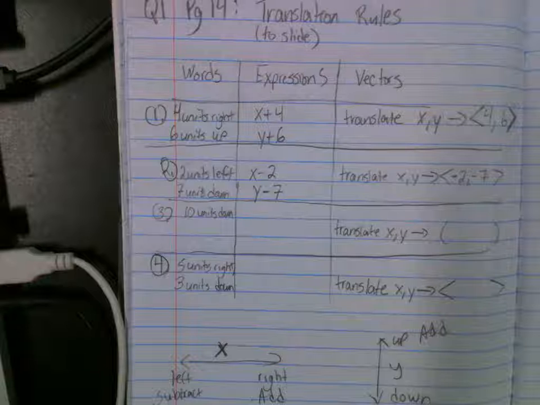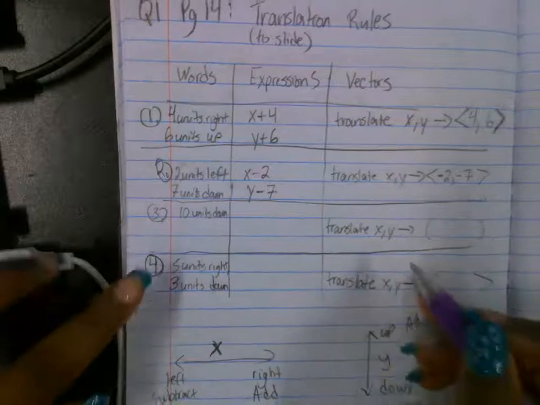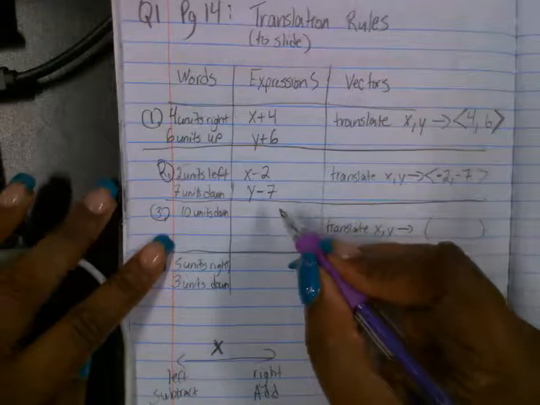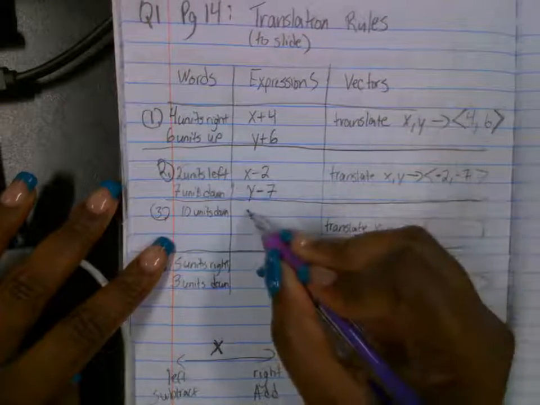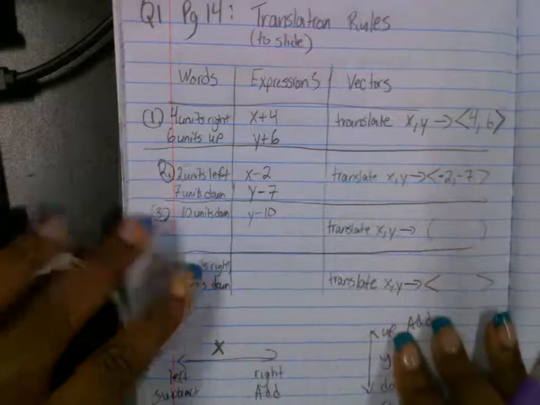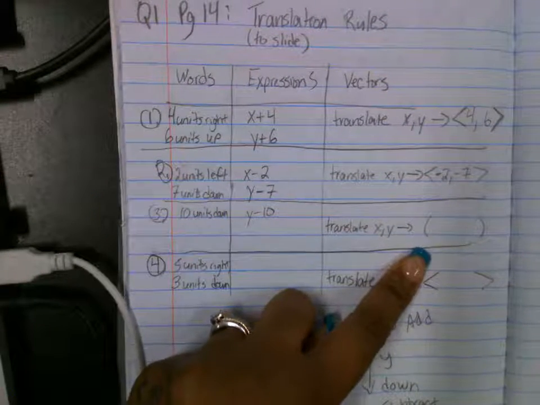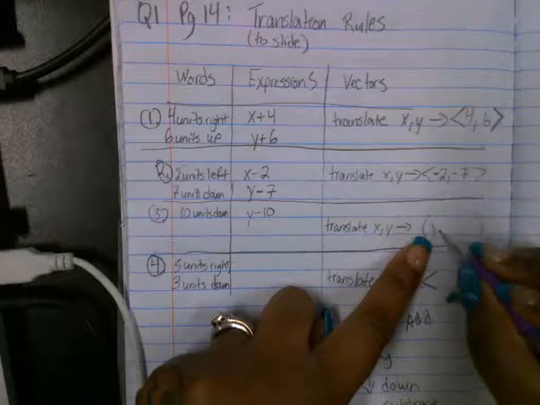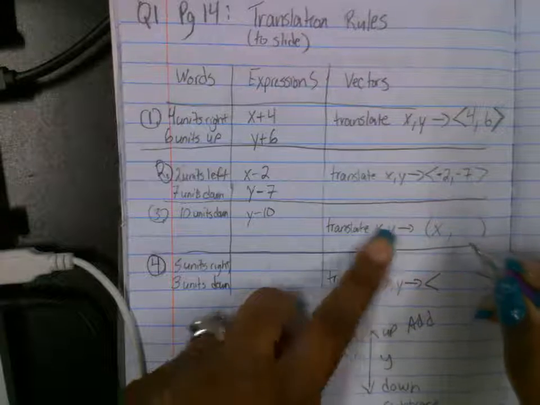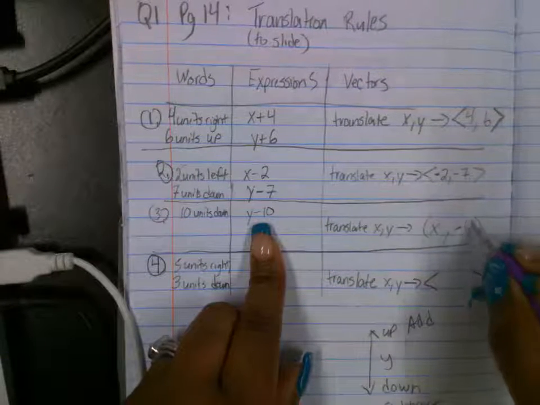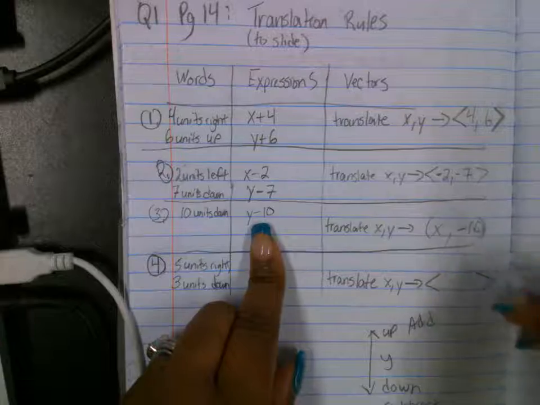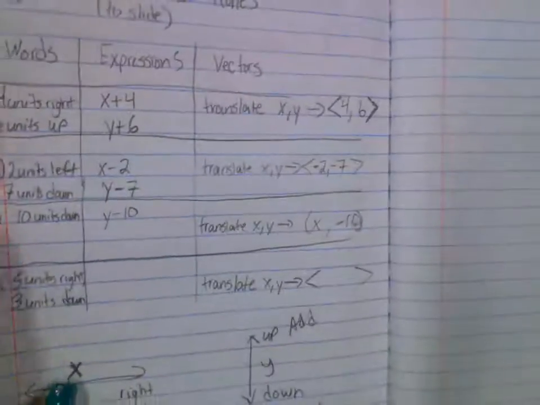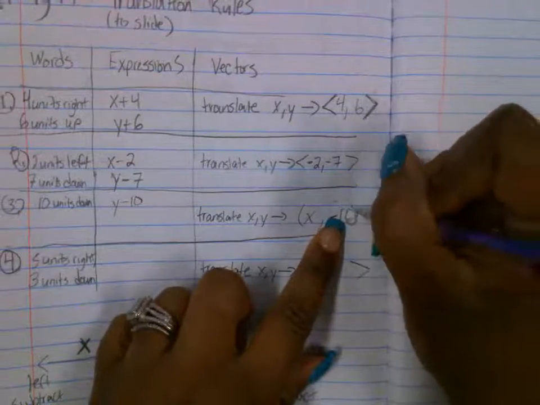Yeah, it's all good. All right, so let's look at this. When it says 10 units down, how do you write that as an expression? Y minus 10. Good job. Okay, so to write that as a vector, x, you didn't do anything with x, so just leave it as x. Comma, this is going to be -10, or y minus 10. Okay, and that's it. Anybody get that right? Yes.